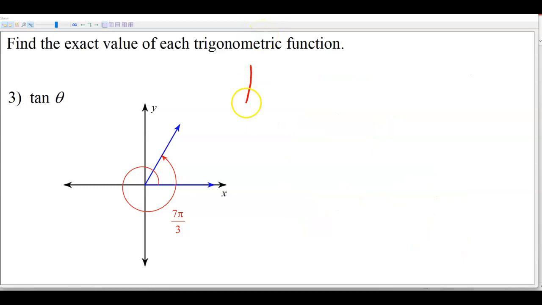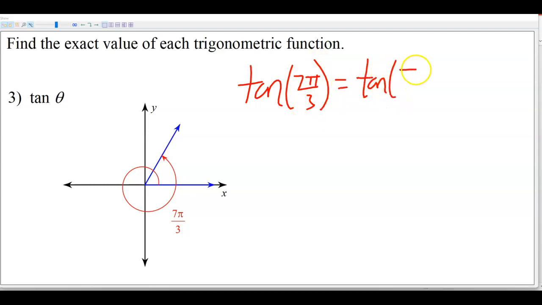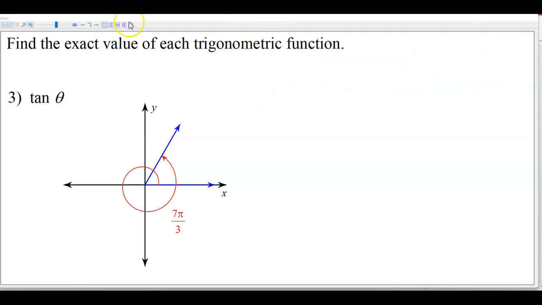So tangent of 7 pi over 3 is going to give me the same thing as tangent of pi over 3. So look at your tangent unit circle, and what is the tangent value at pi over 3? Hopefully you guys can see it there. It is radical 3. Okay. So let's go ahead and toss a couple of these things your guys' way.